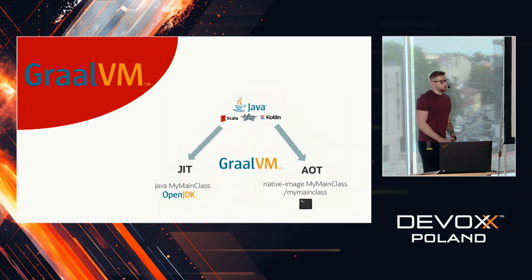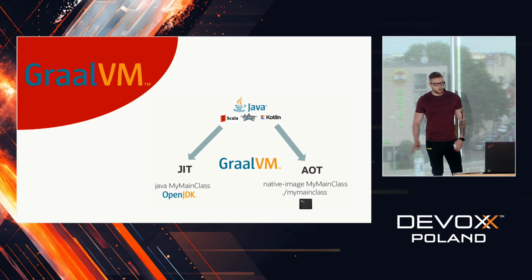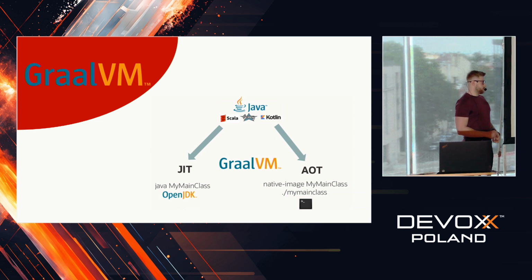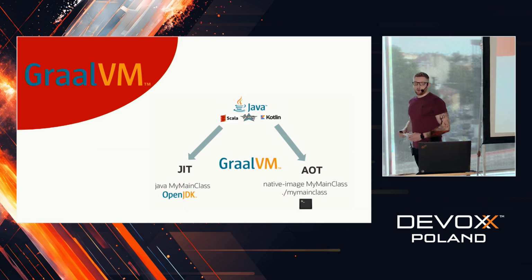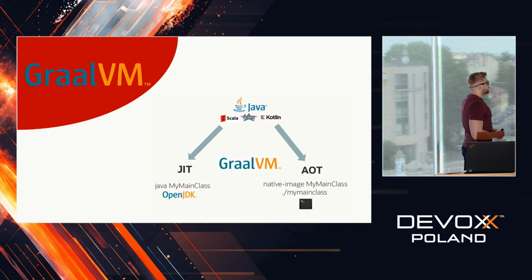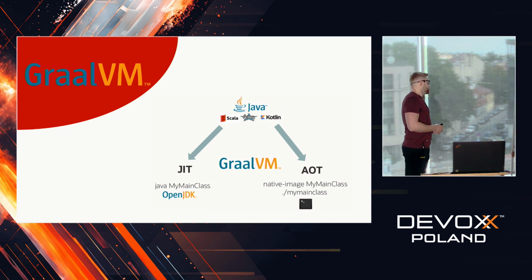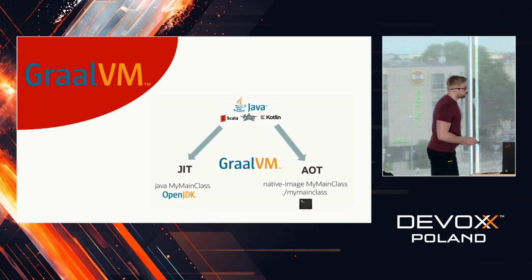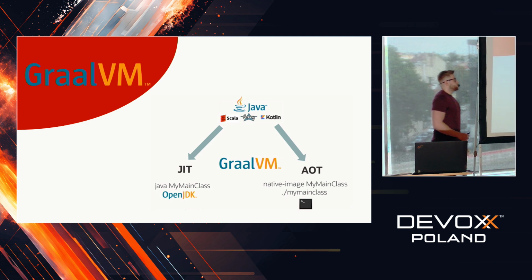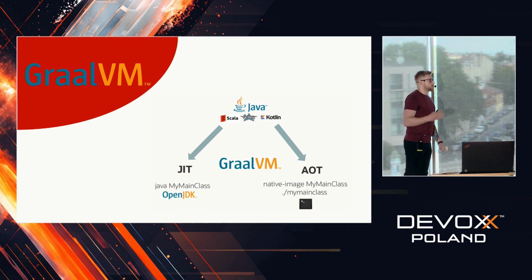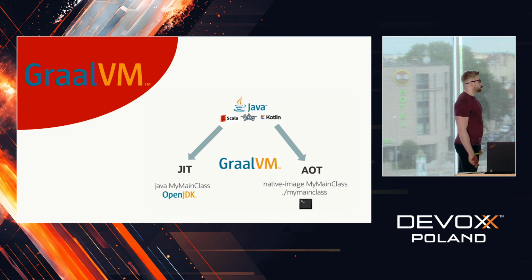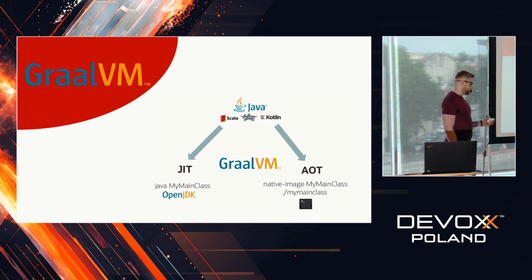Right, so I know that the level of experience of Devoxx attendees may vary, so let's stop here for a second and get down to the basics. What is this whole just-in-time compilation? What is this whole ahead-of-time compilation? Well, just-in-time compilation is basically compiling JVM bytecode into native machine code at runtime. It's what we've known for decades. It's the default compilation mode of the JVM.